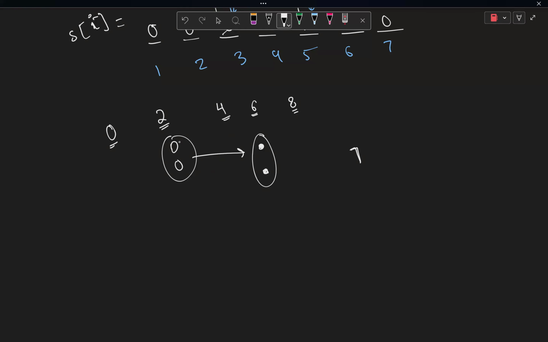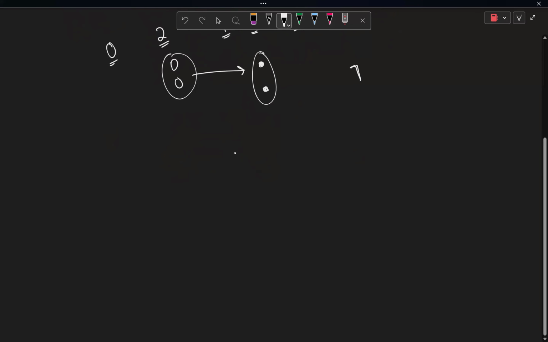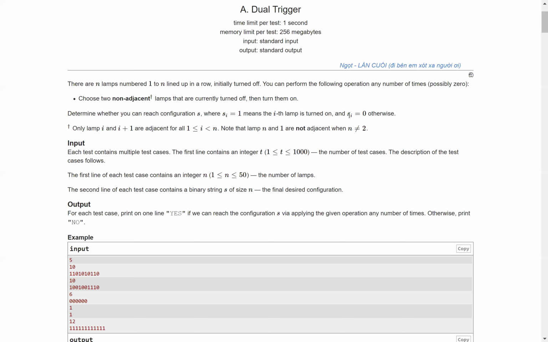So at the very least, I can just count the number of ones in the given string and check if this is odd. If the number of ones is odd, then my answer is definitely no. Now the question is, what if the number of ones is even? Is it possible to reach that state or not?